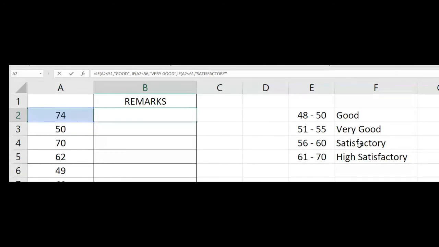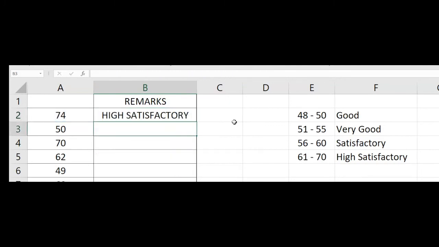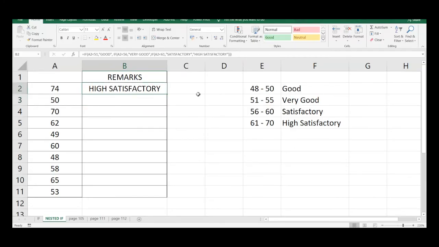So, ilalagay natin siya dito sa dulo. Comma, and then open quotation, then high satisfactory, then close quotation. And then, yung close parenthesis natin is kung ilang beses tayo nagkaroon ng open parenthesis. So, meron tayong 1, 2, 3 open parenthesis. So, tatlo rin po ang close parenthesis natin. Okay? And then, enter natin yan. Okay? We got high satisfactory because it is not lower than the given conditions.